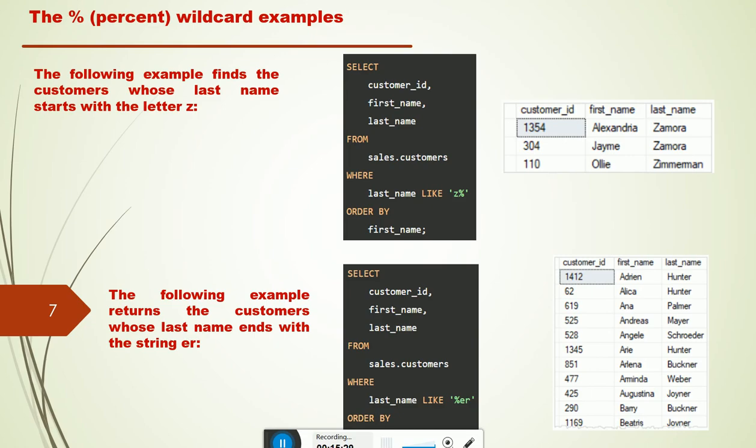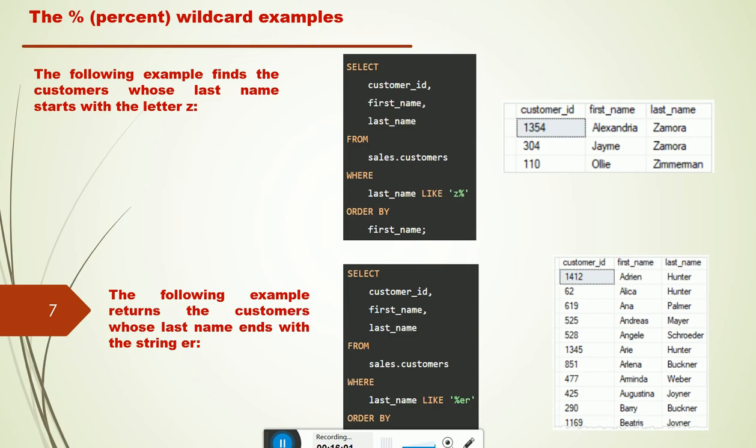See here in the output, all the records whose last name's first character, or start, is Z. The following example returns the customers whose last name ends with the string ER. See the query.